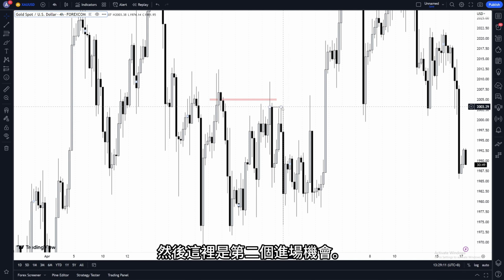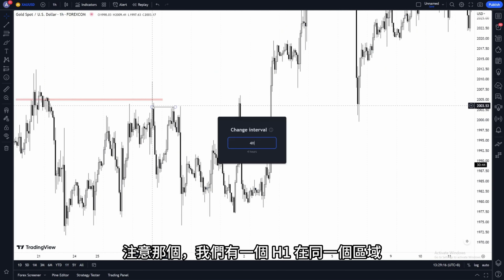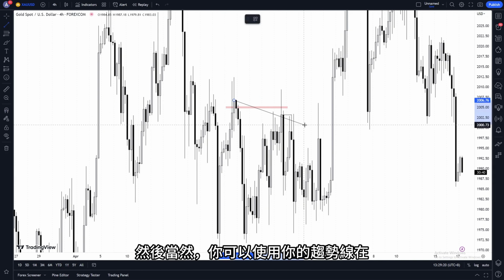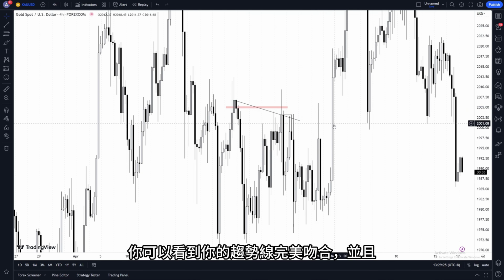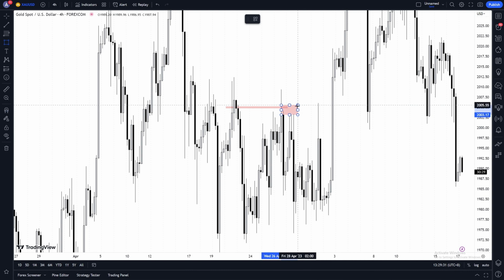And then over here was the second entry opportunity. Okay, this is a H4 MTF with a H1. Notice that we have a H1 in the same area as a H4. Great little area. And of course, you can use your trend lines right there. You can see your trend lines matched up beautifully and call that a day. Okay, so that would be your entry right here.